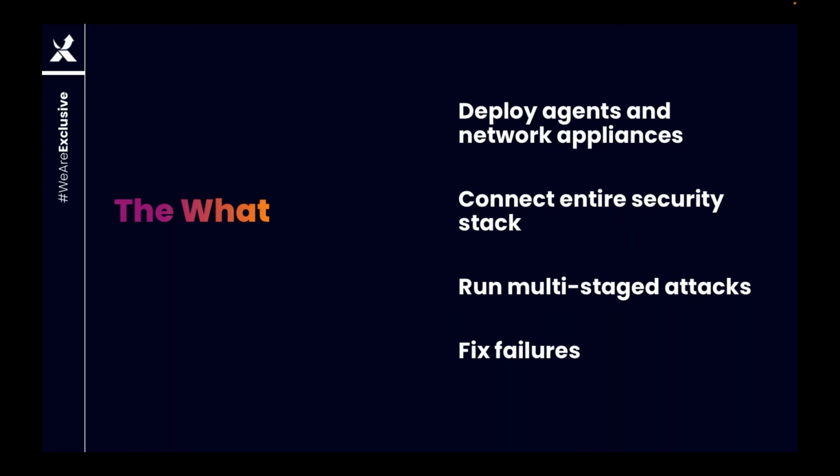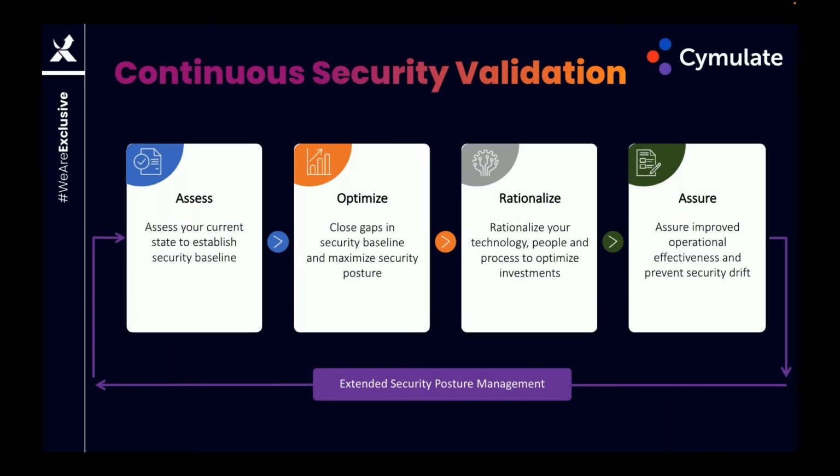So you want to know before something happens that something is wrong, so you can fix it. And that's the whole idea with continuous security validation. You want to make an assessment first. So assess how well you are performing. See, you have a good baseline, and you're going to optimize, because this will show you that some technology maybe is not doing what it's supposed to do.